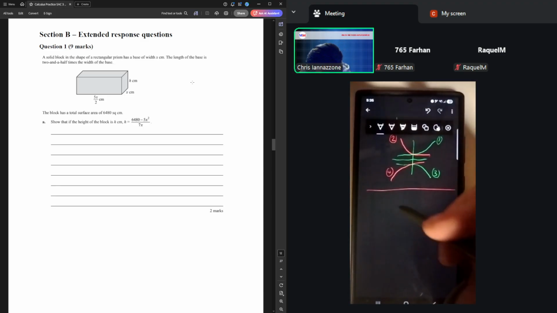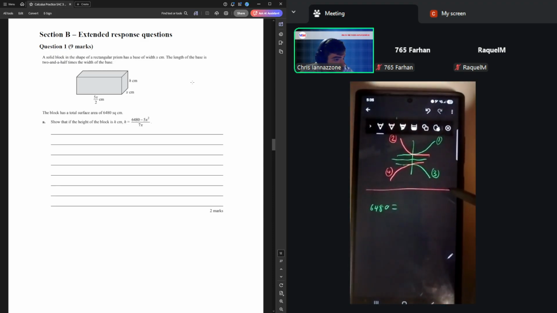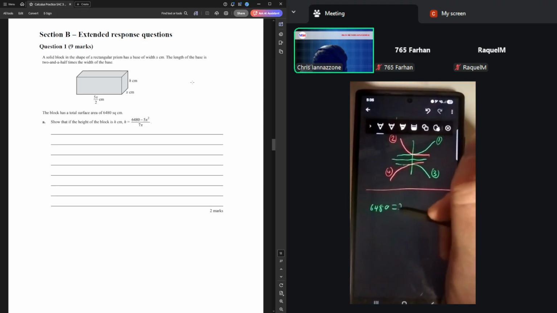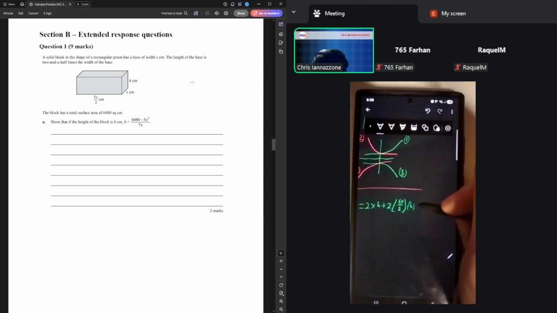So we've got 6480 for our total. Let's go off the 2xh first, then we can do the 5x over 2 and the h: 2 bracket 5x over 2 and h. And then lastly we've got 2 copies of x and 5x over 2, so 5x squared over 2: 2 bracket 5x squared over 2.